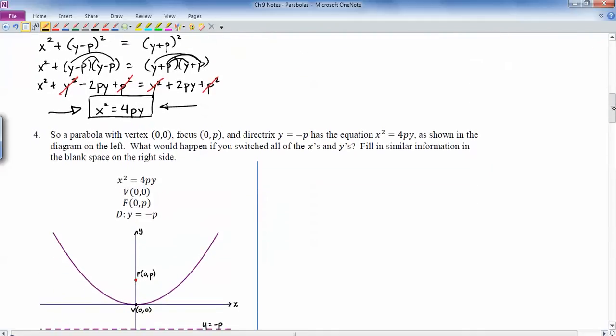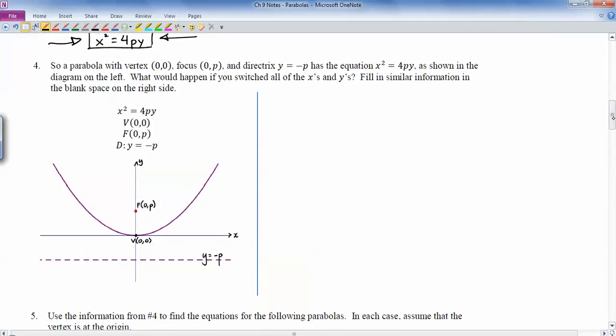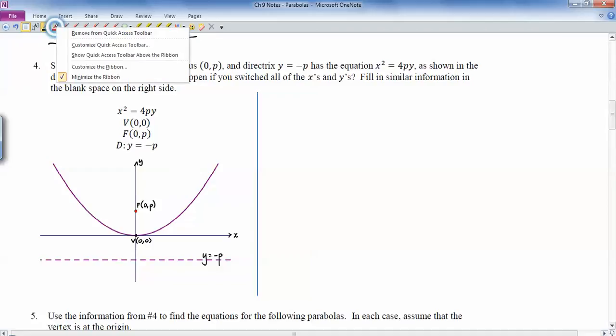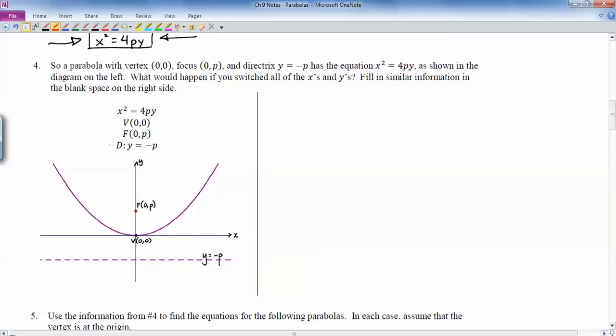And so that's summarized on the next page, which has that diagram at the top in number 4. x squared equals 4py, and then vertex, focus. Right here, that D, I probably should have written DIR for directrix.